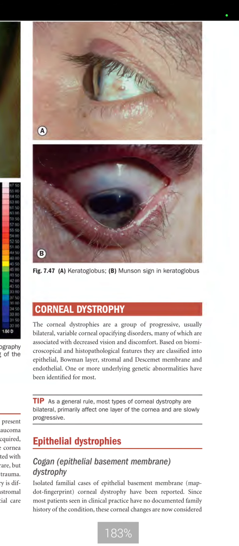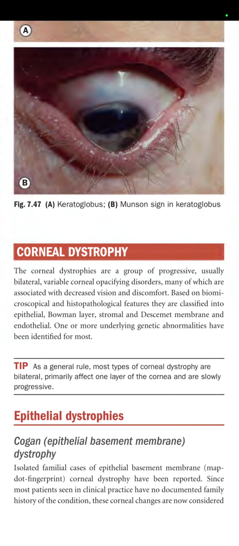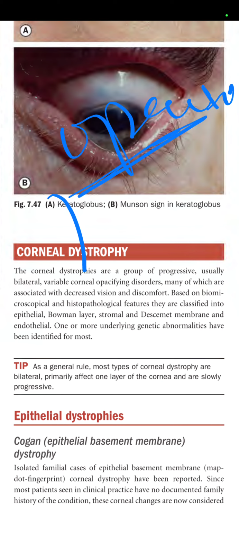So let's get started. Corneal dystrophies are a group of progressive, usually bilateral, variable corneal opacifying disorders, many of which are associated with decreased vision and discomfort. So they are going to be opacities of the cornea. It involves the different layers of the cornea.